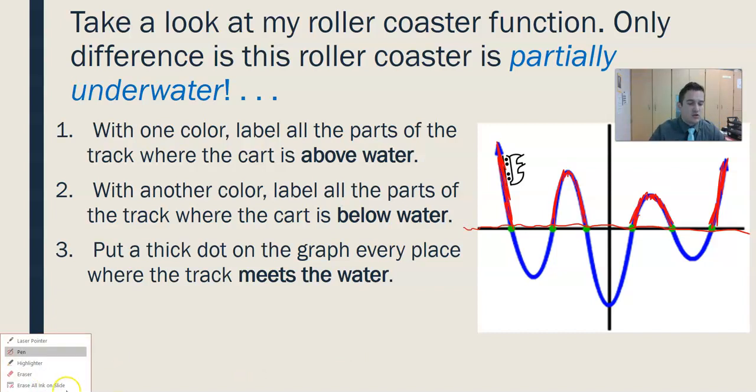Next, I'm going to mark on my graph all the places where the track is below the water. So right here is below the water, right here is below the water, and right here is below the water. Those are all the places where the track is below the water. Lastly, I'm going to put a thick dot every place where the track meets or touches the water. Right here, this might be that place in that Japanese roller coaster where they start spraying you with water. Right here, right here, right here. There's a bunch of places where this track touches the water.